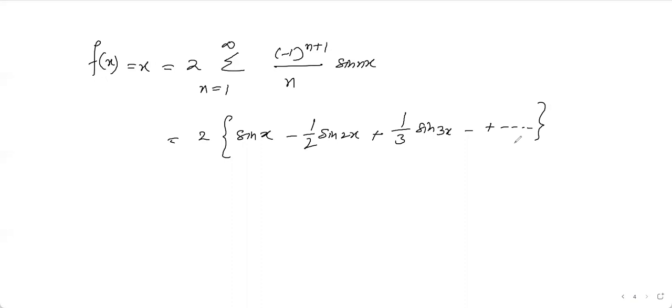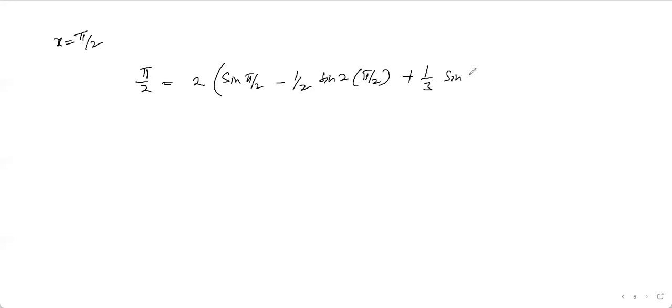So now this is the function f(x) equal to x over the interval minus pi to pi. We have to deduce this into pi by 4, which is equal to 1 minus 1 by 3 plus 1 by 5 minus 1 by 7 and so on. Let us deduce that here.